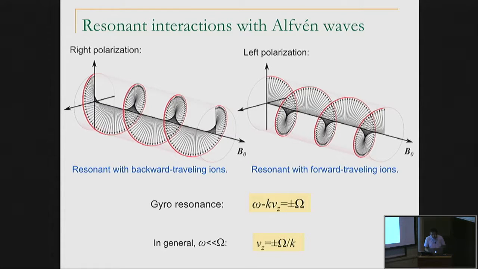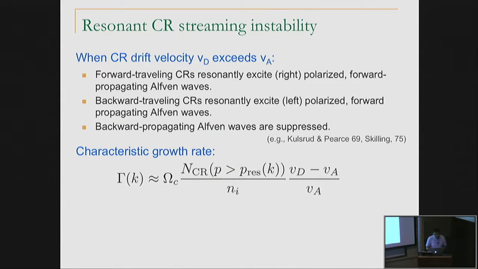And if you go through all the algebra, what you will find is this. The individual particles move at the speed of light, but the mean velocity of the cosmic rays, this drift velocity, if it is faster than the Alfvén speed, then forward traveling particles will resonantly excite the right polarized forward traveling waves. Backward traveling cosmic rays will excite left polarized and again forward traveling waves, while backward traveling Alfvén waves will be suppressed. So that's what you find when you go through all the algebra.